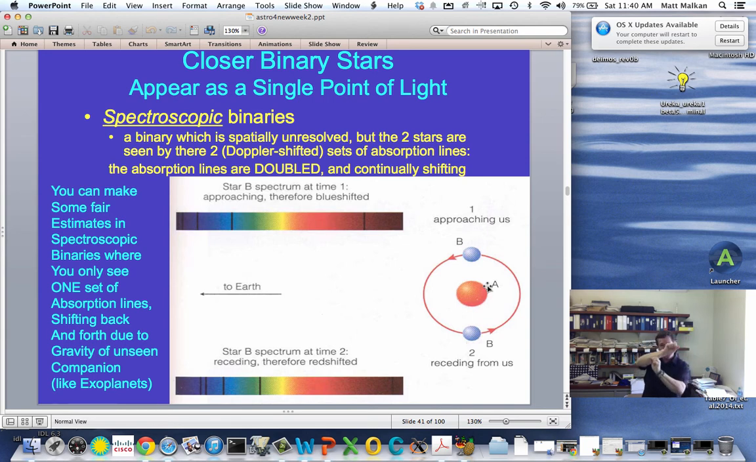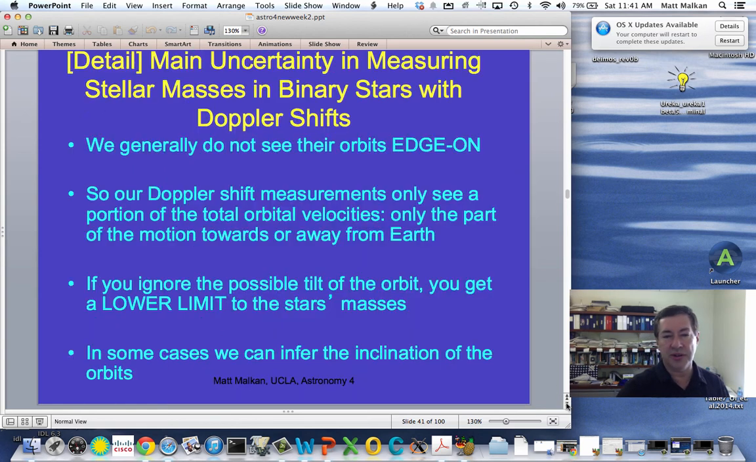So they're moving like that. So yes, they do get closer and further away from us. We would see periodic blue shifts and red shifts, but we wouldn't see the full blue shift and red shift. We would see less than there really is. Well, if we didn't take that into account, we would at least have a lower limit on what the total mass of these stars is. So by assuming that the stars are edge-on, then at least we're getting a lower limit to their mass. If the orbits are not seen edge-on, then the masses could be even larger, and we're just missing some of the orbital velocity. All right?